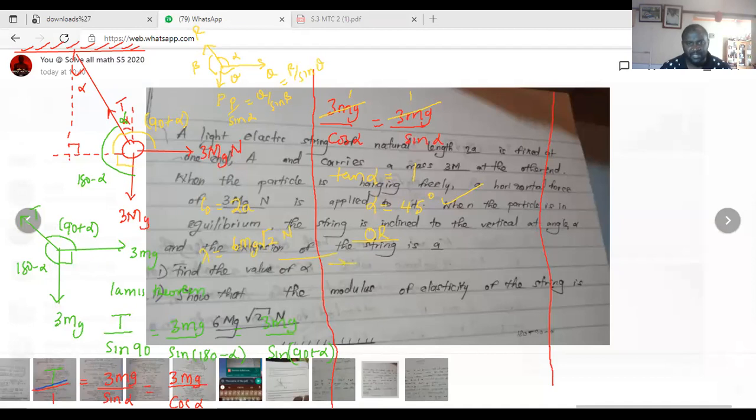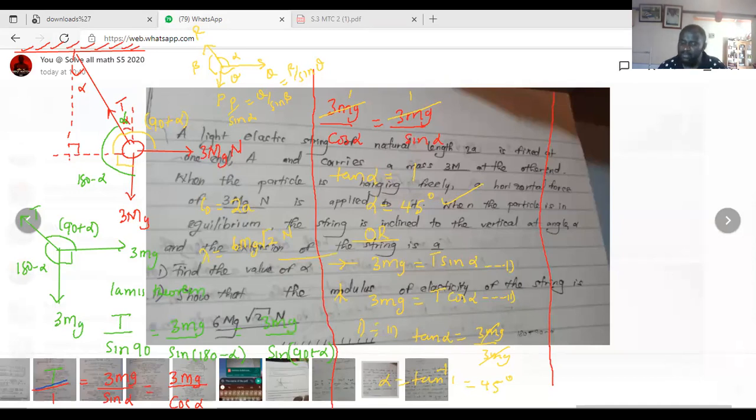But if you're interested in resolving, it's okay. Let us resolve horizontally. Horizontally, we shall have 3mg equal to T sine alpha. Then vertically, we shall have 3mg equal to T cos alpha. Here you might see it is easy because this resolution is very direct. When you divide equation 1 by equation 2, you get tan alpha is equal to 3mg over 3mg, and you get the same answer. But you'll find other interesting forces which are not obvious like this one, and they can confuse you very well. So Lamy's theorem would be better.